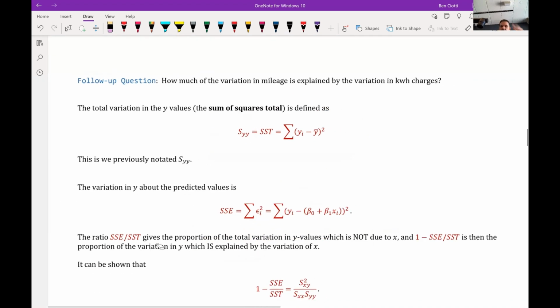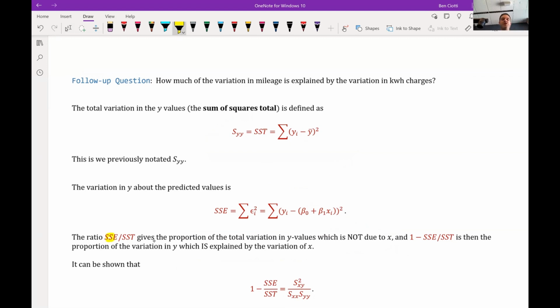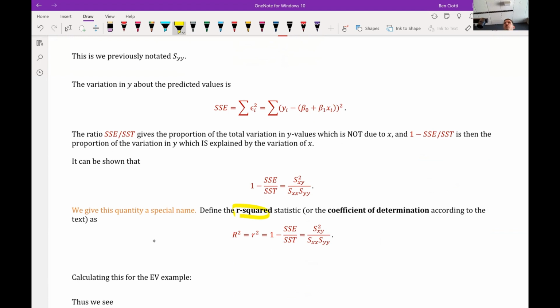Again, this is kind of a mouthful, kind of a tricky concept. The ratio of SSE over SST gives the percent of the variation in y which is not explained by the model. That is not simply due to x. So if I take 1 minus that expression, I get the variation in y which is explained by x. So this quantity, which is a percent, a number between 0 and 1, is the explanatory power of the model. It's how much of the variation in y is explained by x. And we give a name to it. We call it the R-squared statistic.